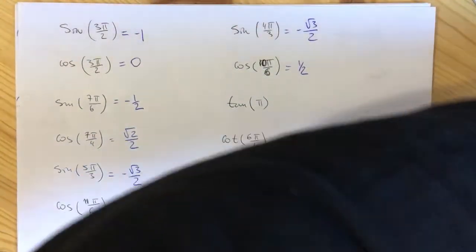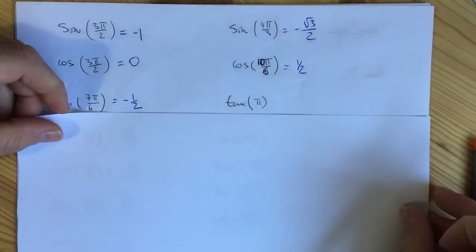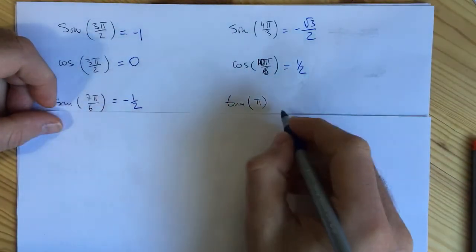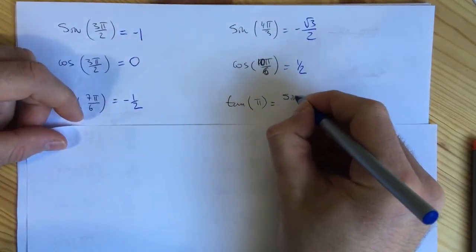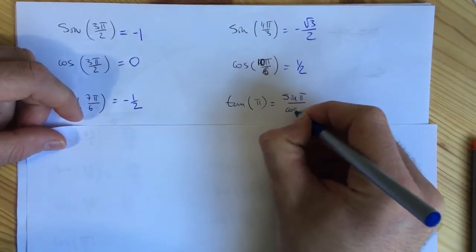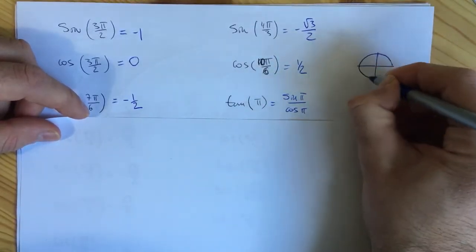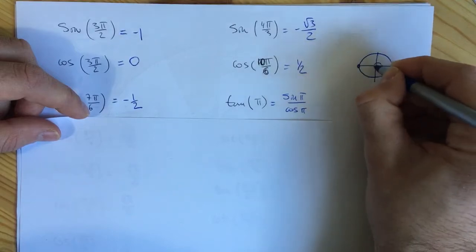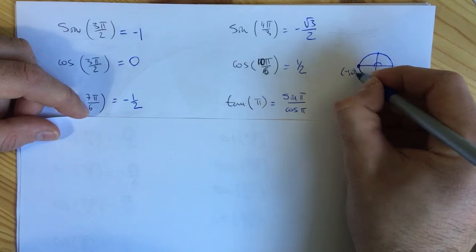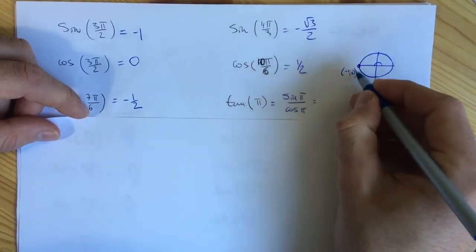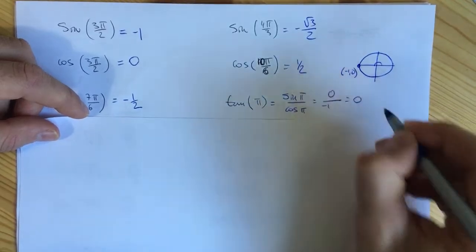If we are looking for tangent of pi, okay, so that's 180 degrees. Tangent of pi is equal to sine of pi over cosine of pi. In the unit circle, this is the angle pi, and it has coordinates -1 and 0. So sine of pi is the y coordinate, 0, over cosine of pi, the x coordinate, -1, that's 0.